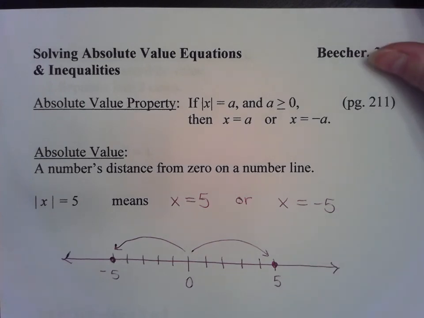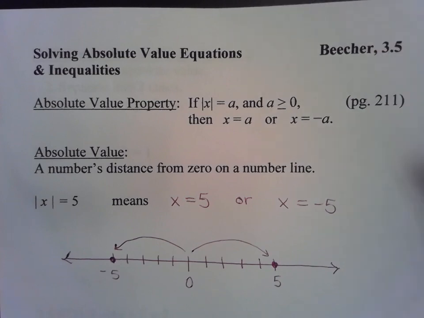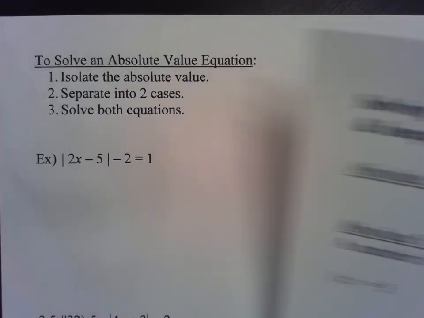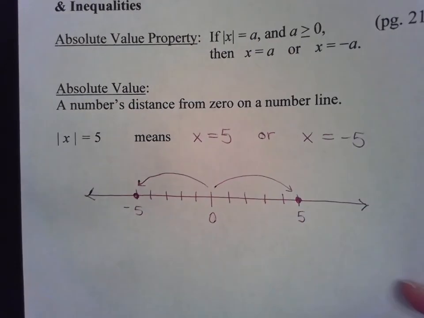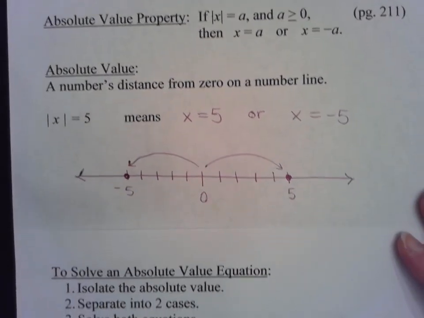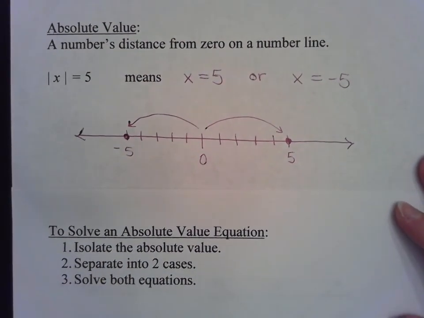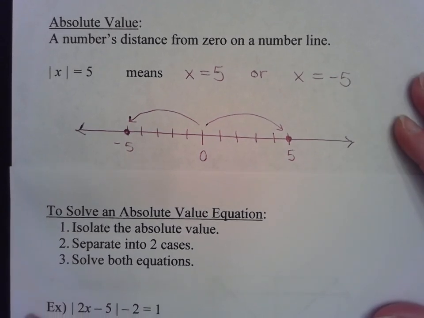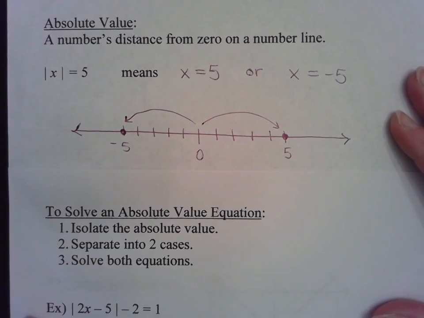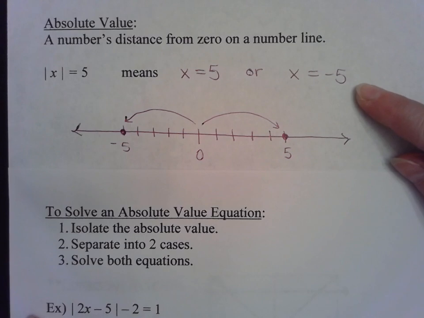Okay, so let's look at what that means when I solve an equation. To solve an equation, I'm going to isolate the absolute value, and then I'm going to use this idea to separate it into two cases. And I'm going to solve both equations and I usually get two answers for these. Not always, but many, many times.